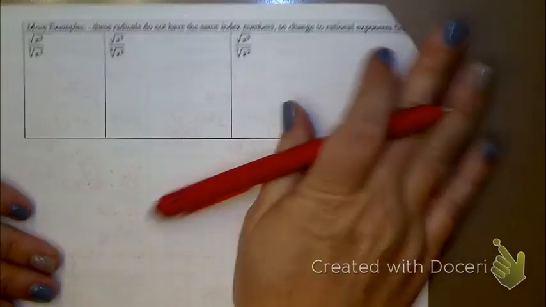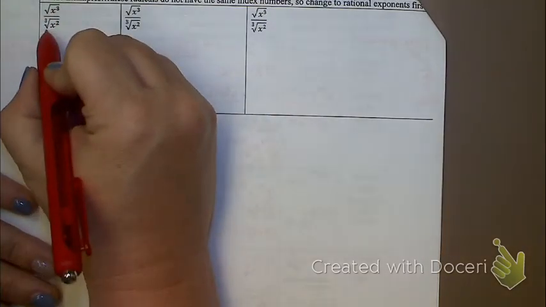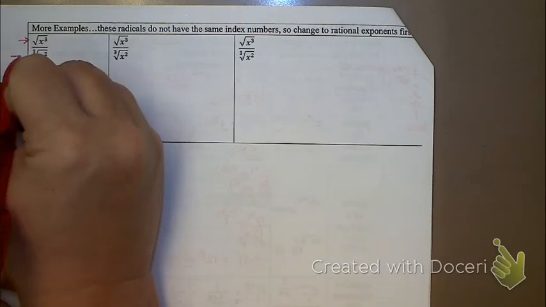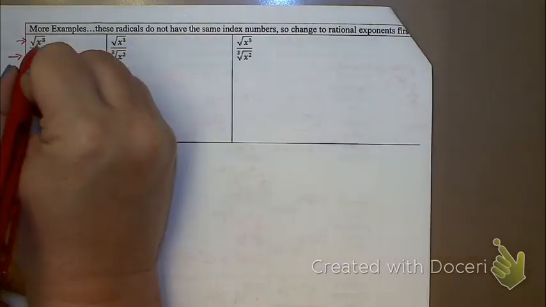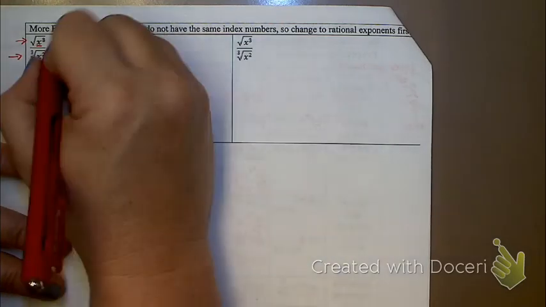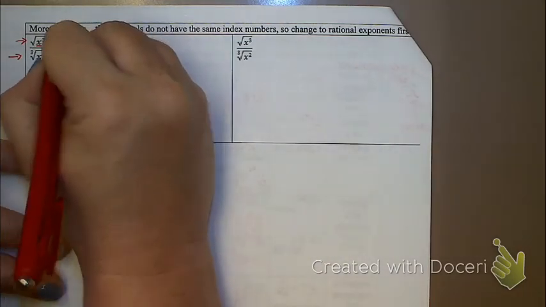Let's see. Right here, I have radicals, but they don't have matching indexes. Do you see that? This one has an index of 2, and this one has an index of 3. But I do see that I have common bases. So I'm going to go ahead and change this to exponential form.